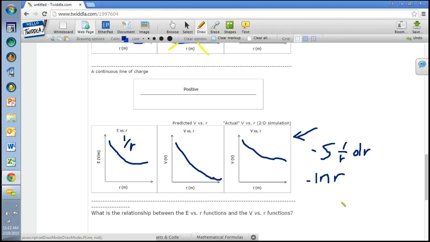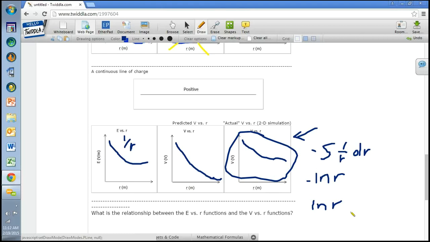Or the other possibility is it's the natural log of r, right? If that's the absolute value of that. Those are the possibilities. So which one is this graph? Is that the negative natural log of r, or is that the natural log of r? This graph right here, what is that graph? You guys might have to do this on your calculator. Plot it.